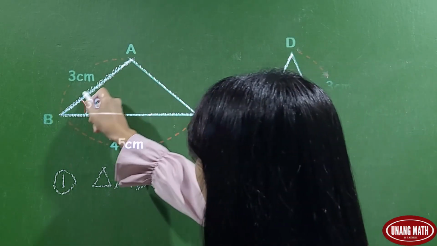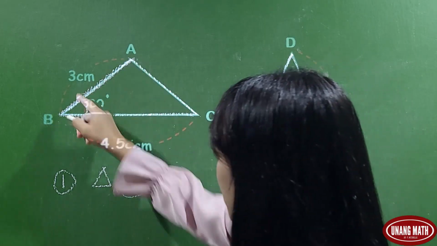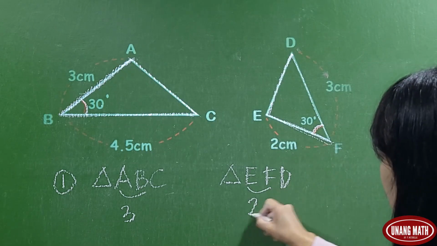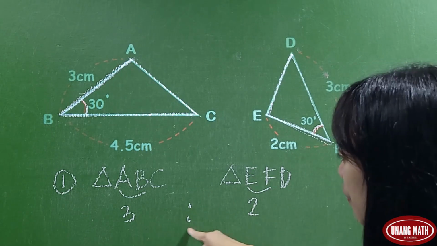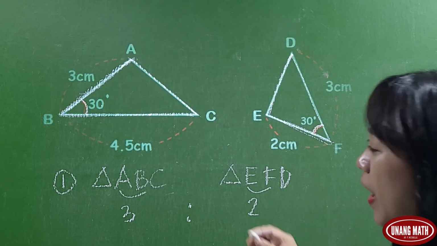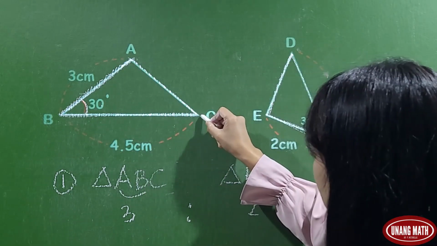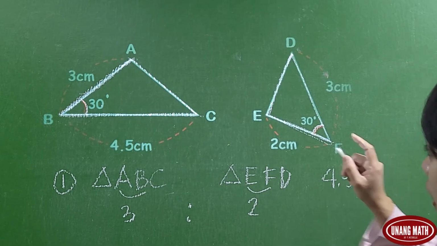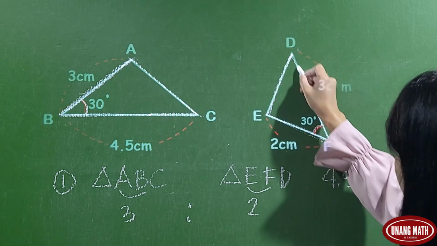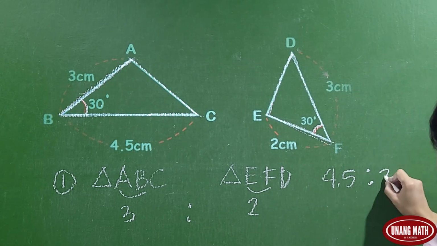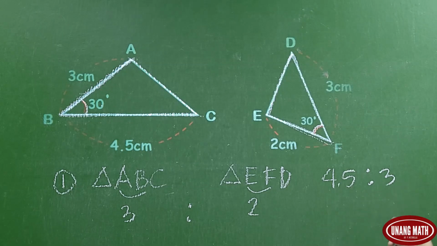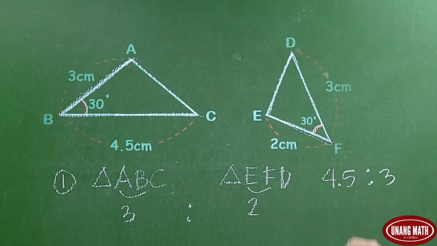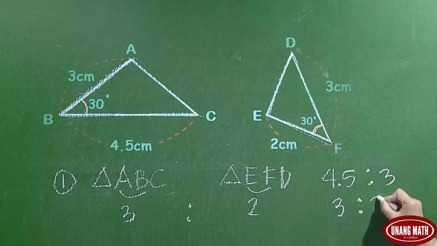Okay, let's start with this side AB. This is 3 centimeters. What about EF? 2 centimeters. So it means 3 is to 2. Okay, what about this side BC? This is 4.5 centimeters. This corresponds to FD, which is 3 centimeters. So 4.5 is to 3. And if we simplify, we divide both numbers by 1.5. So this is now 3 is to 2.